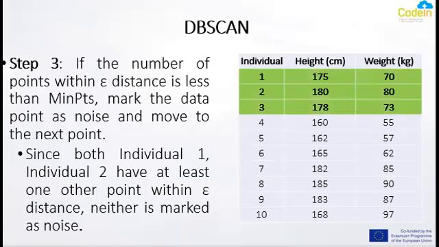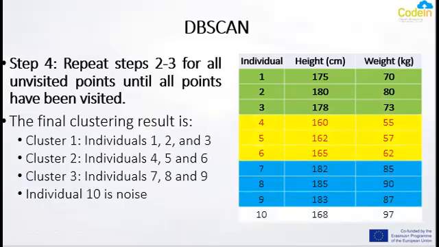Step 3, if the number of points within epsilon distance is less than minimum points, mark the data point as noise and move to the next point. Since both individual 1 and individual 2 have at least one other point within epsilon distance, neither is marked as noise. Step 4, repeat steps 2 and 3 for all unvisited points until all points have been visited.